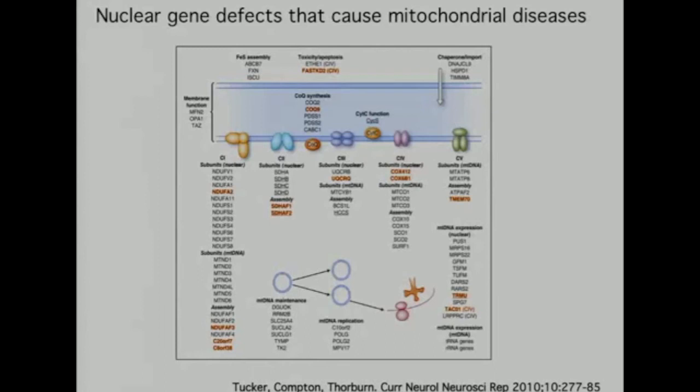Okay, but there are new disease mechanisms that are constantly being identified. This slide's out of date, but even 5 years ago, there were over 100 different genes that were associated with mitochondrial diseases. Most of these were nuclear genes, and now that number is closer to 200. And as I mentioned, it's growing by about 1 gene per month.